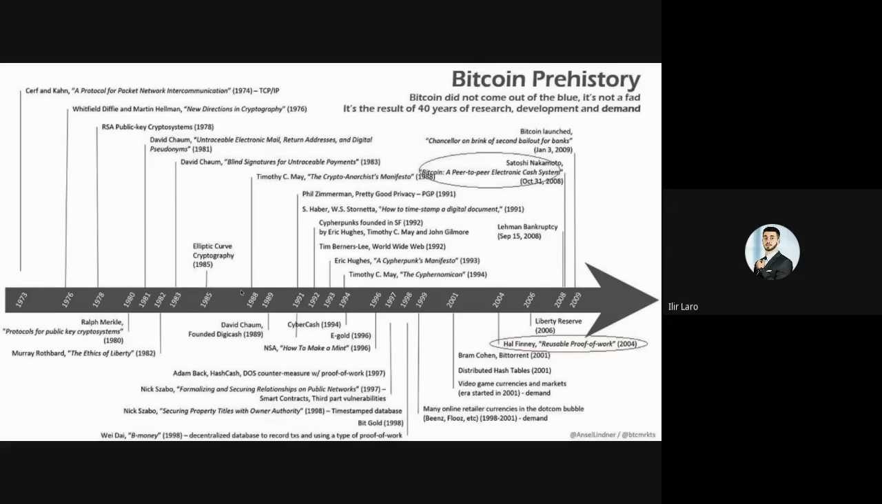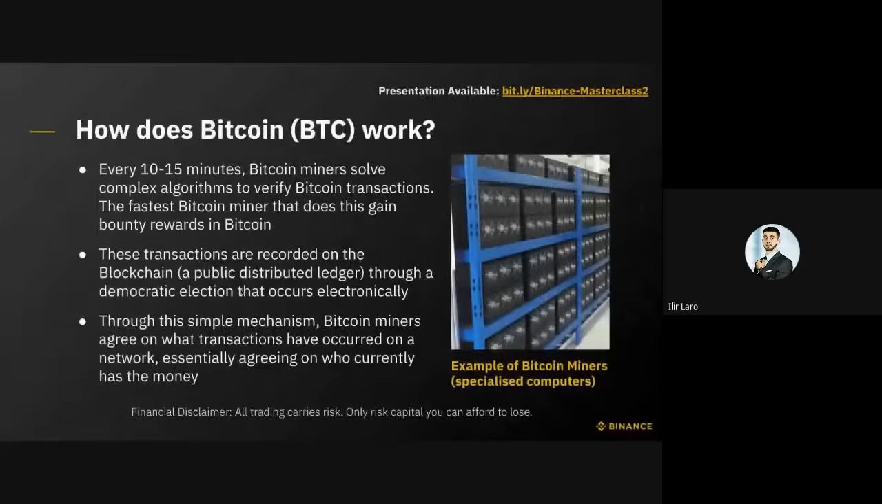Now, how does Bitcoin work in simplest terms? It is a form of digital money and a payment system. Let's imagine you want to send Bitcoin to someone else around the world. You start by sending Bitcoin, and then that Bitcoin transaction, instead of going to your bank or a third-party intermediary to get verified, gets sent directly to specialized computers called Bitcoin miners.